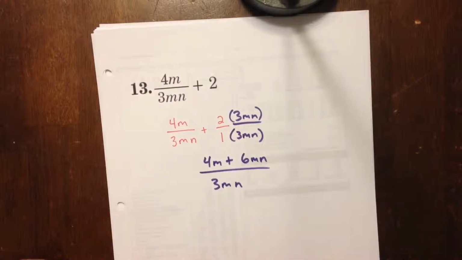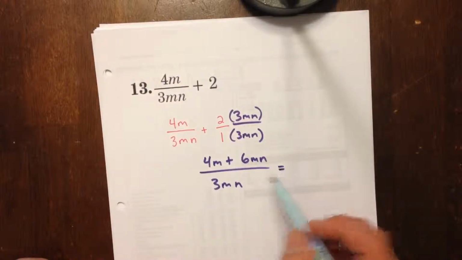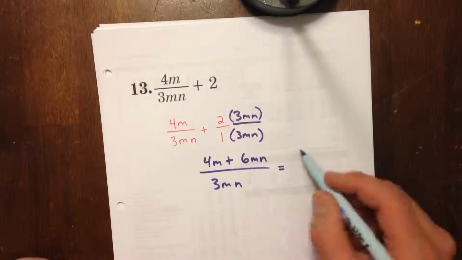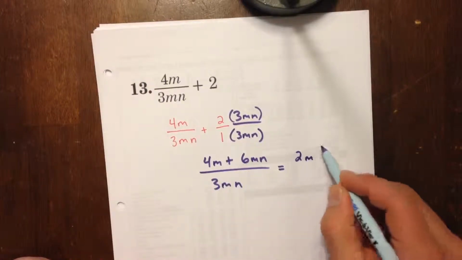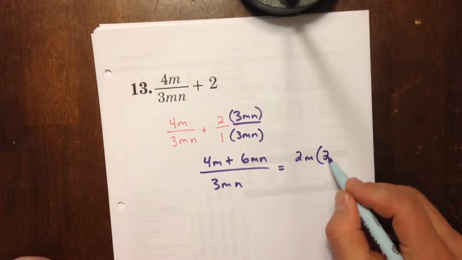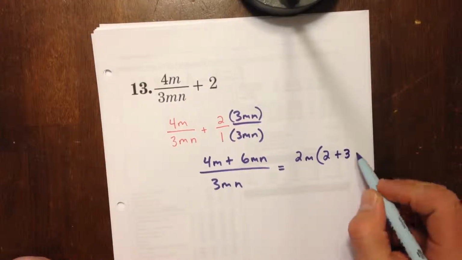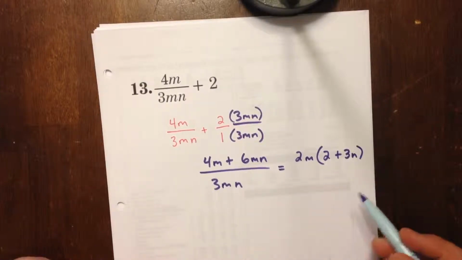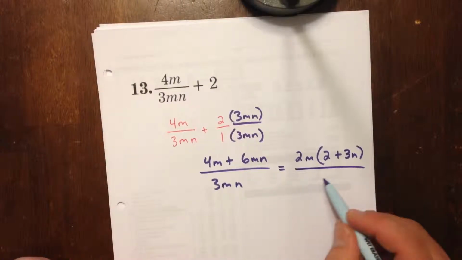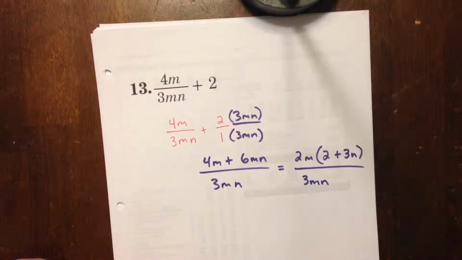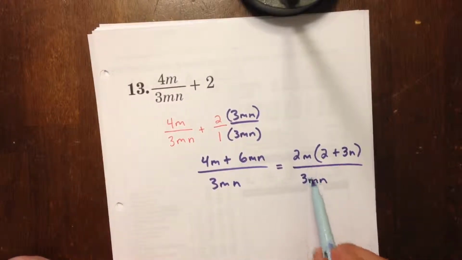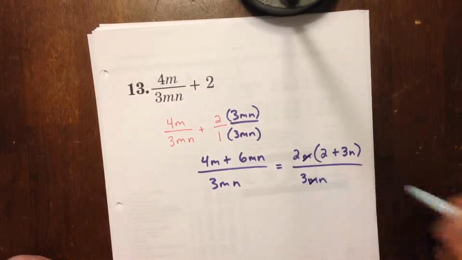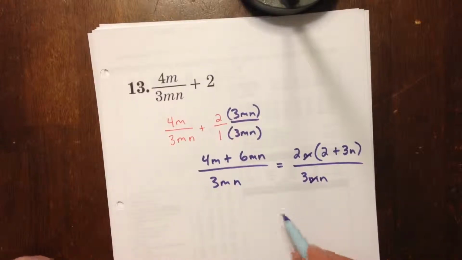Now, you can factor a 2 and an m out of there. So that'd be 2 plus 3n over 3mn. Now, since I've pulled out a 2 and an m, these m's can now cancel out. So my final answer is, hopefully you can still see this, 2.